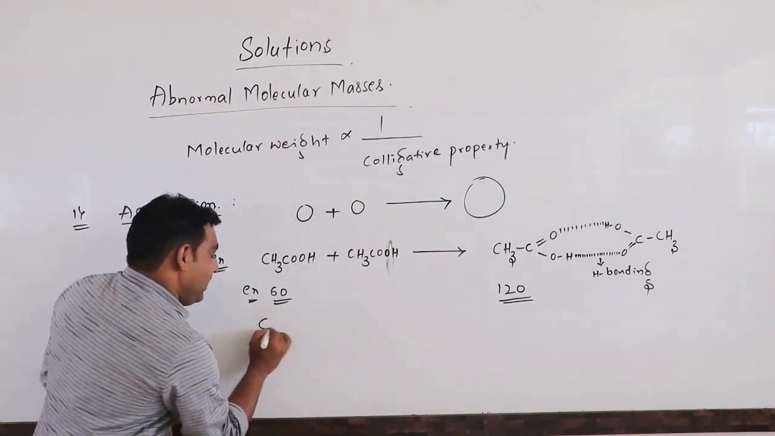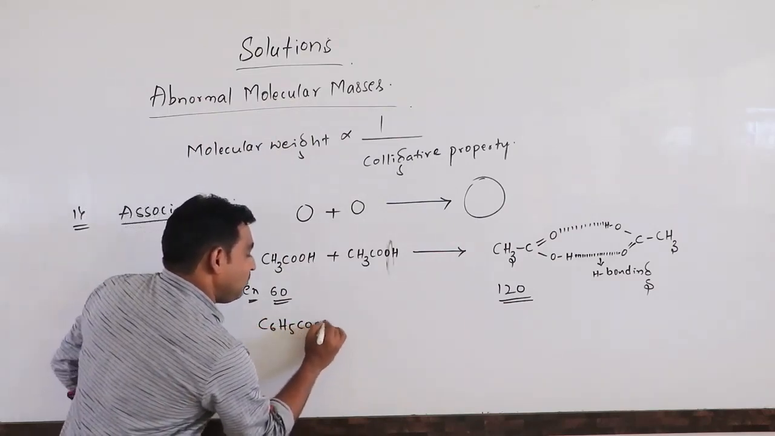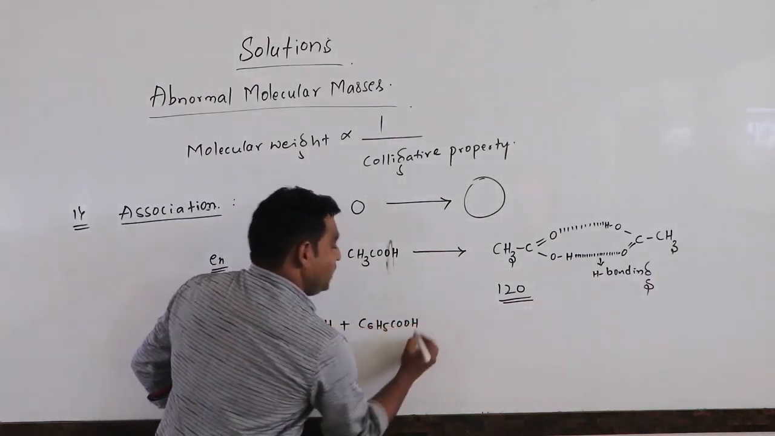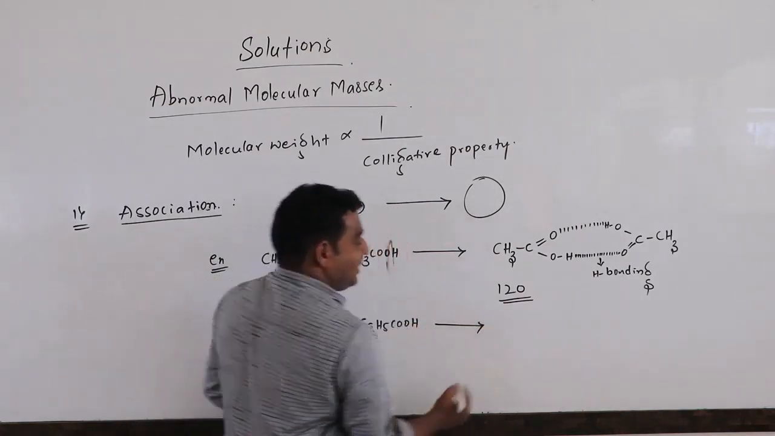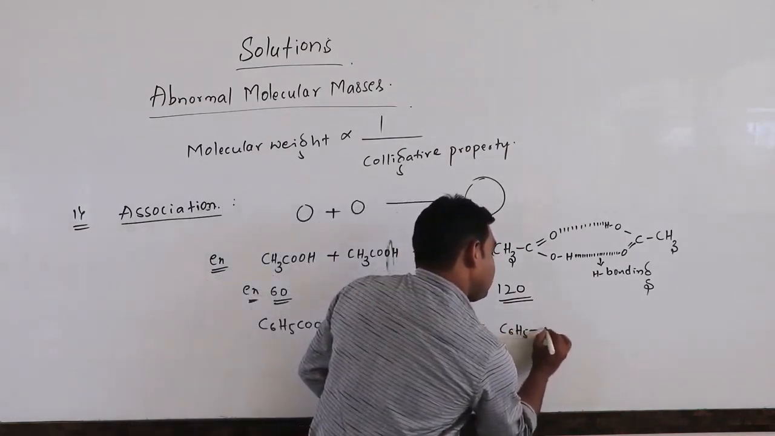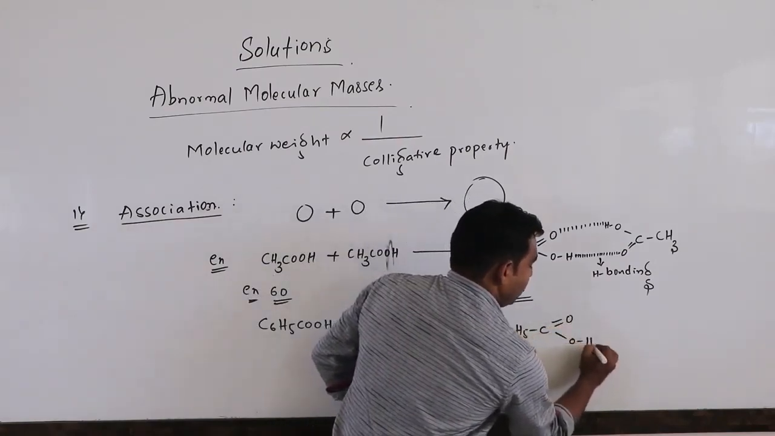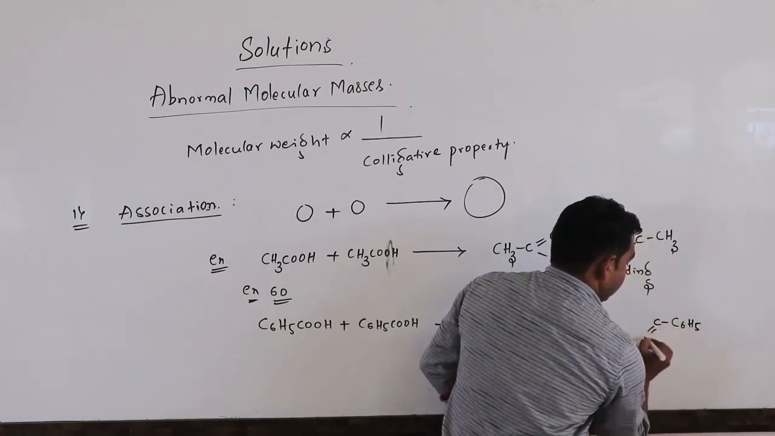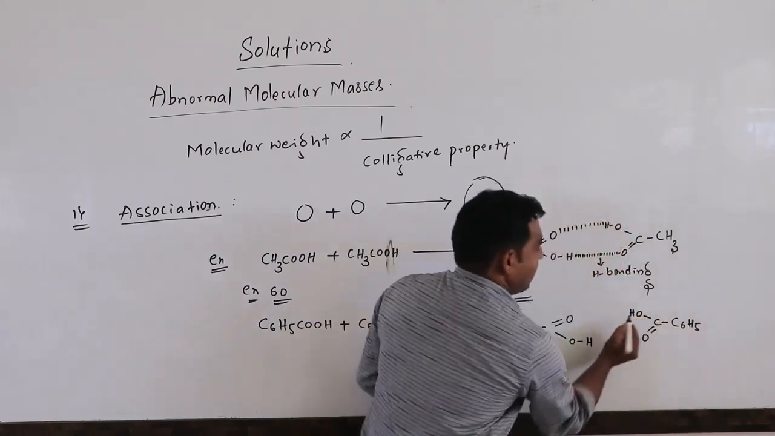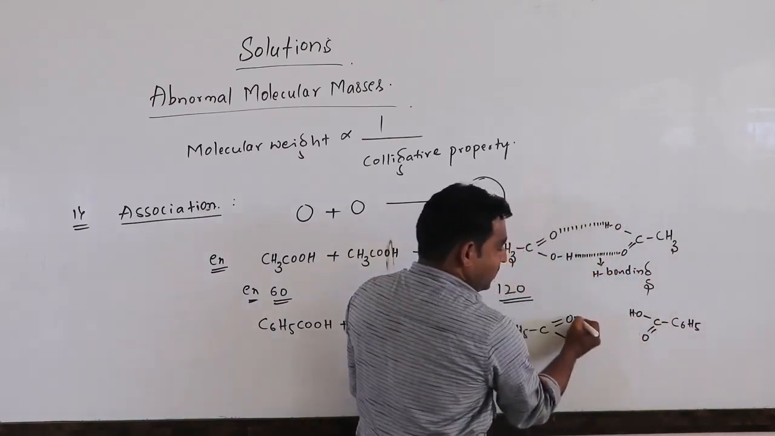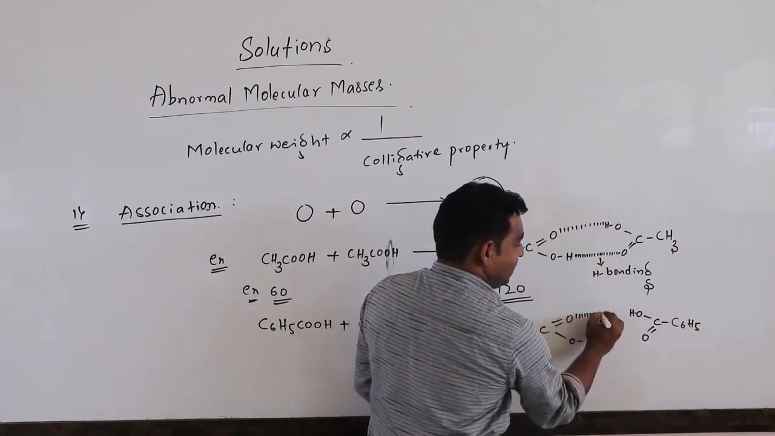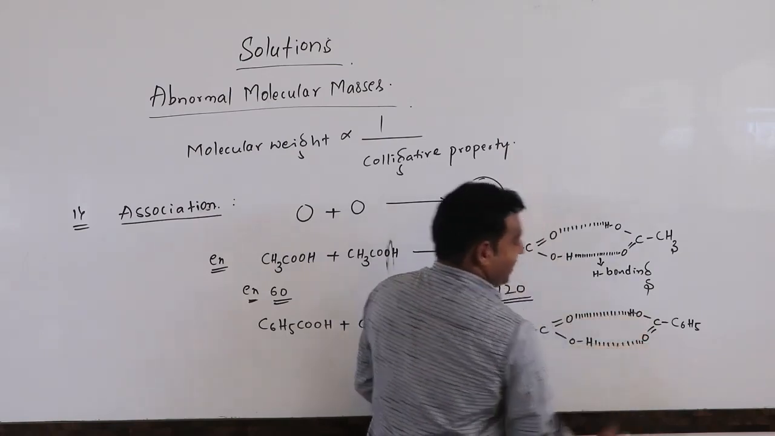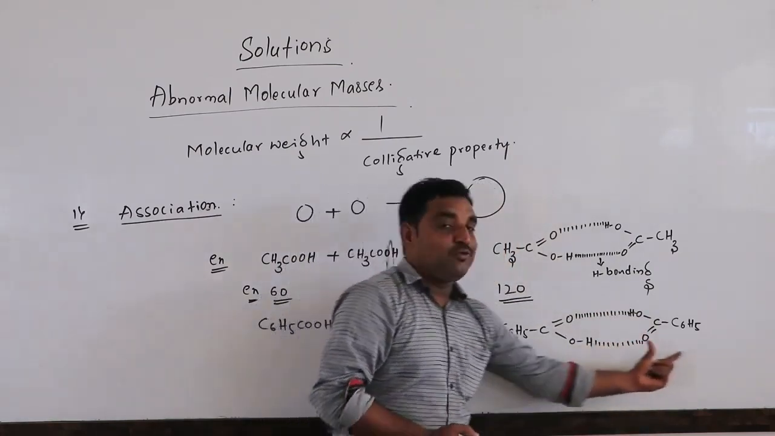And you can take benzoic acid also, C6H5COOH. If two molecules of benzoic acid are added in a solvent, these two molecules associate to form a dimer, C6H5COOH and one more molecule, C6H5COOH. Here hydrogen is electropositive, oxygen is electronegative. There is attraction between the hydrogen and the oxygen to form a hydrogen bond. Because of the hydrogen bond, this benzoic acid will form the dimer.